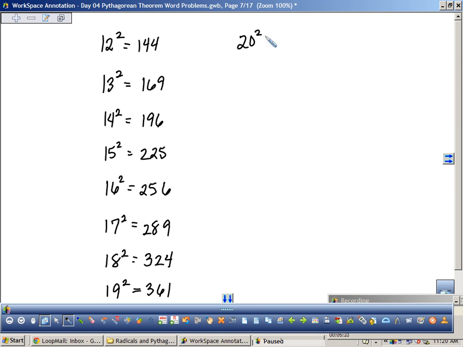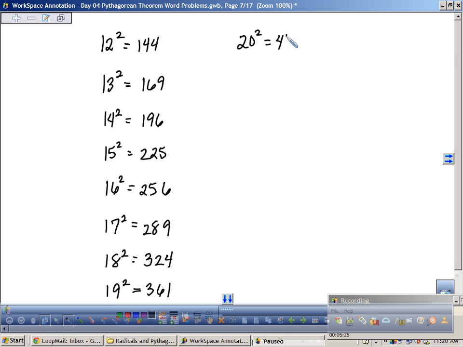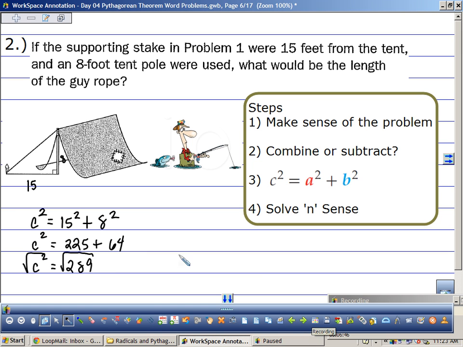Except for, what's 20 squared? 400. Isn't 6 kind of in between 2 and 10? Right? If you were looking at it that way. All right, let's go back.